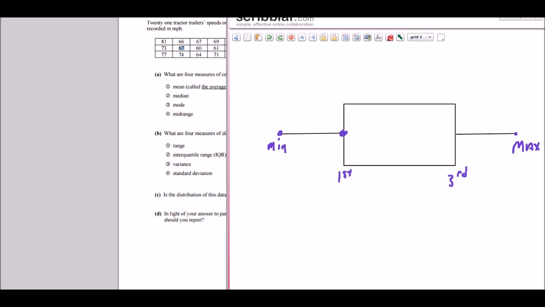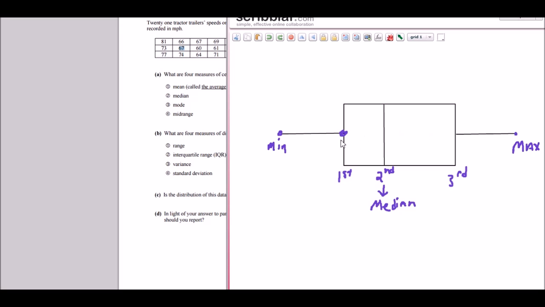So, inside here, depending on how much data there is, it doesn't always have to be right in the middle, but somewhere in there will be the second quartile. The second quartile is just the median of the whole set. So again, it's another graphical way to see your data. You get the minimum point, first quartile, second quartile, third quartile, and the max.